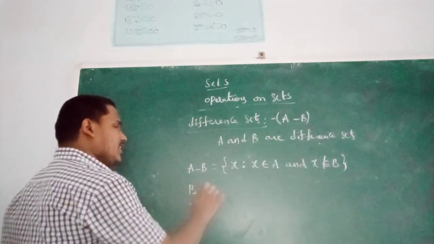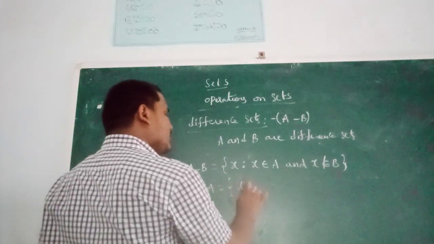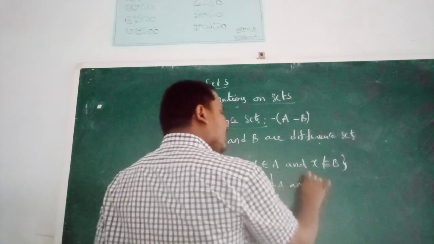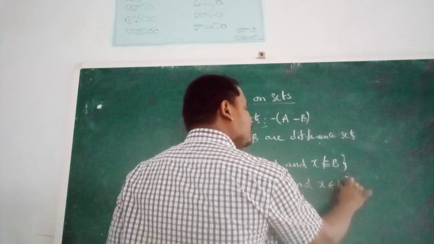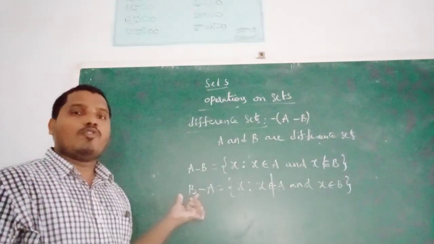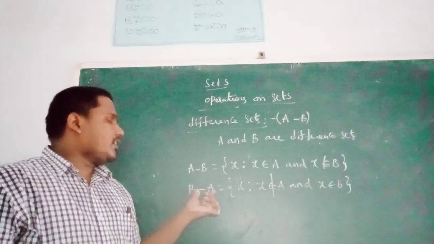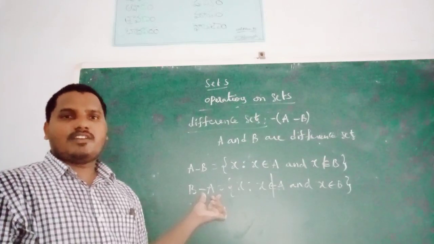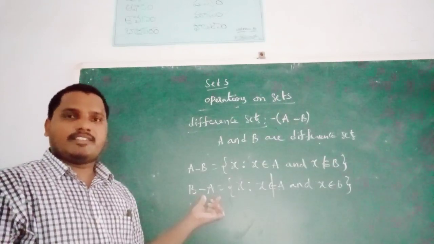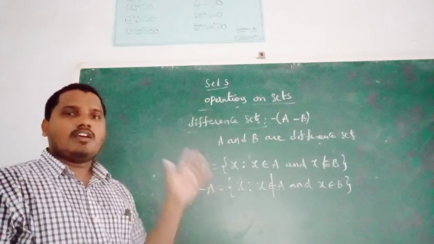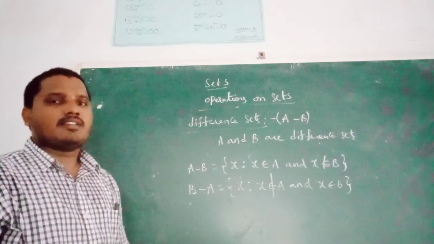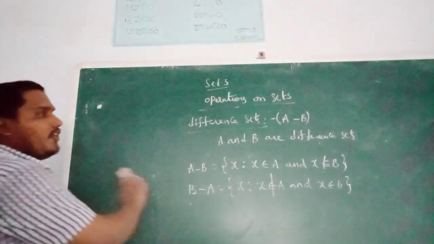Here B minus A means the set of x such that x does not belong to A and x belongs to B. B minus A means the elements present only in set B but not present in set A, then that is called B minus A. This is about difference of sets.